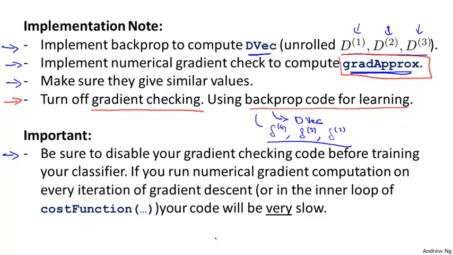So once you verify the implementation of backpropagation is correct, make sure you turn off or disable your gradient checking code while you're training your algorithm, or else your code could run very slowly. So that's how you take gradients numerically, and that's how you can verify that your implementation of backpropagation is correct. Whenever I implement backpropagation or a similar gradient descent algorithm for a complicated model, I always use gradient checking, and this really helps me make sure that my code is correct.